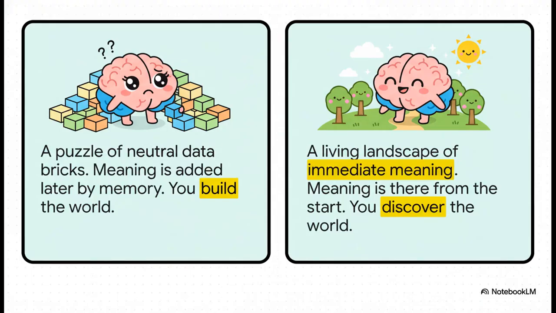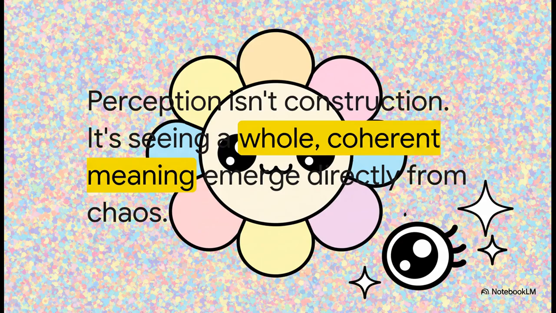The old theory sees the world as a meaningless puzzle that you have to build from scratch. But the new theory says the world is an organized, living landscape. Meaning isn't added later. It's the very first thing you perceive. You don't build your world, you discover it. So what this means is that perception isn't about construction. It's about recognition. It's that aha moment when the mast suddenly pops out from the forest or the cat appears in the camouflage. The meaning was there the whole time, just waiting for you to see it.